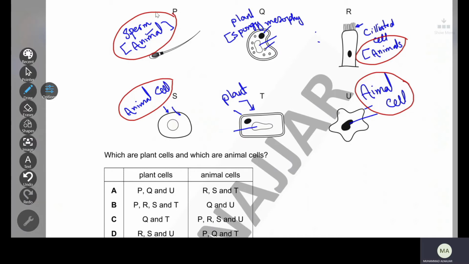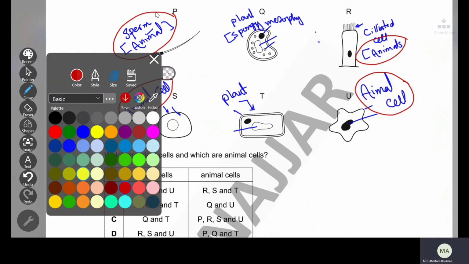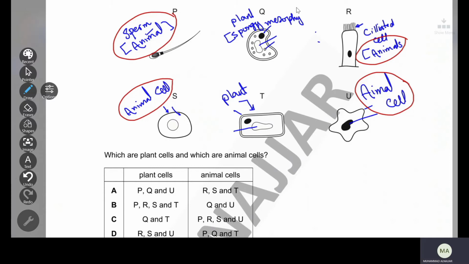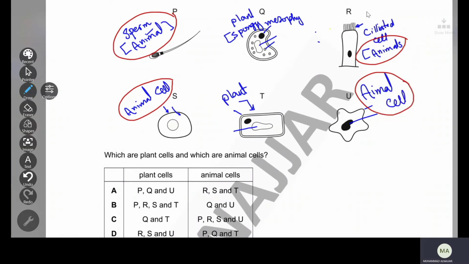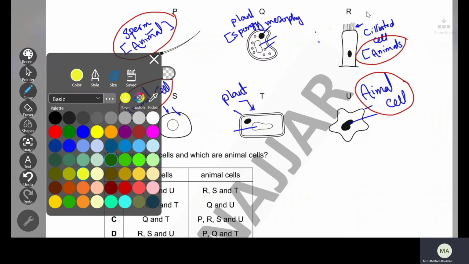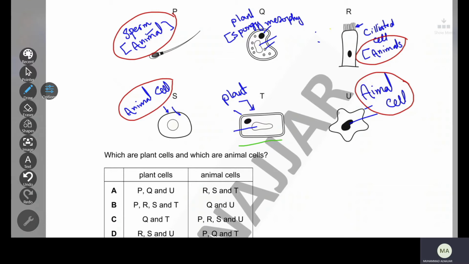Now it is easier to distinguish. Those are animal cells. So I'm just changing the color in order to make it obvious. Green is better. So those are plant cells.